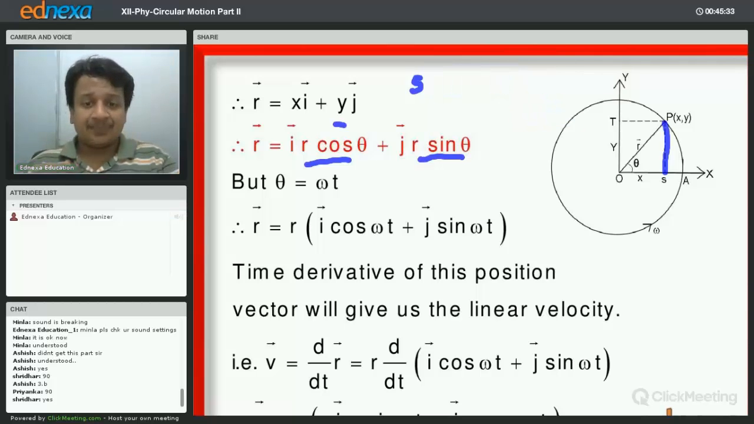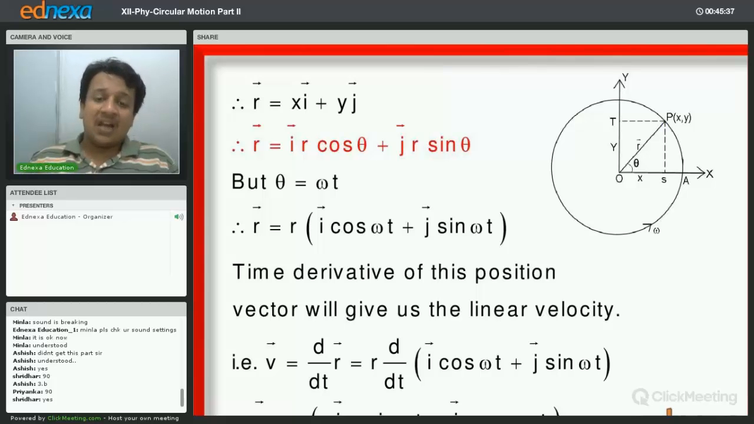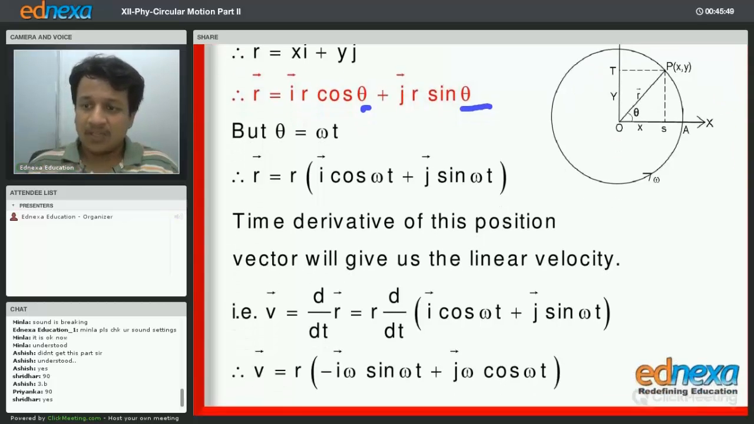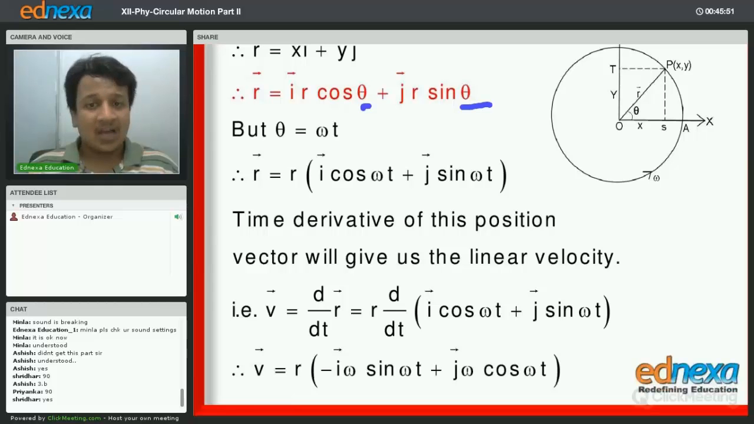So vector r is equal to vector i r cos theta plus vector j r sin theta. But as we discussed, theta equal to omega t, is it right? So putting omega t over there, vector r is equal to r, you can take outside common inside a bracket, i cos omega t plus j sin omega t.